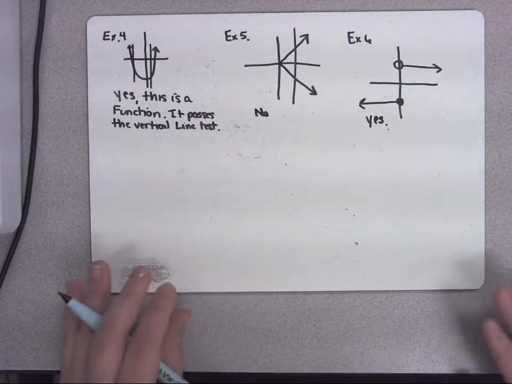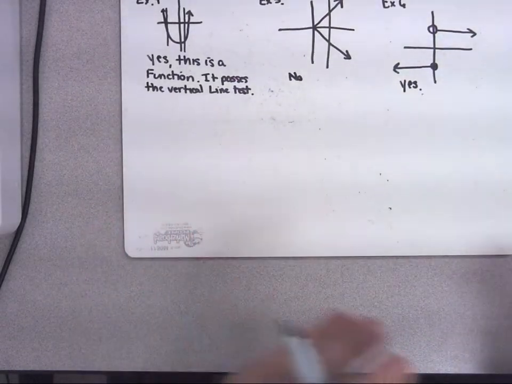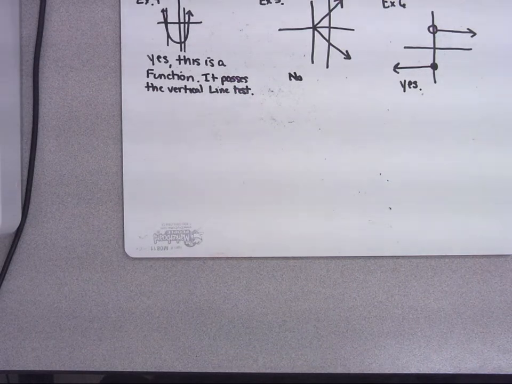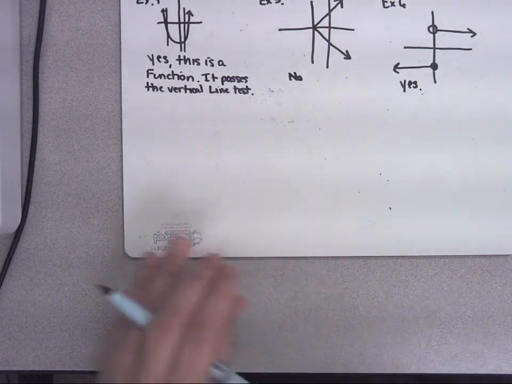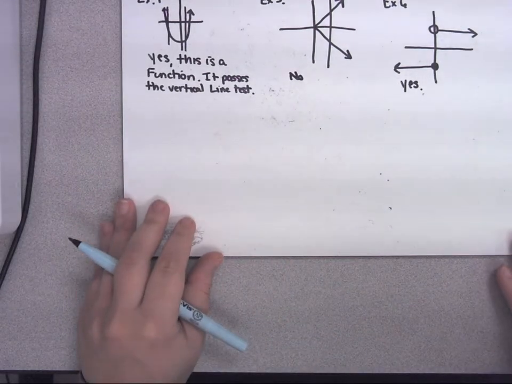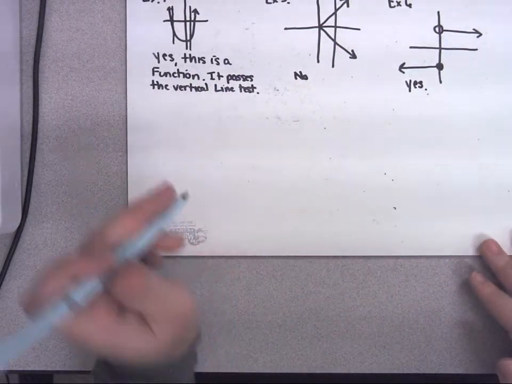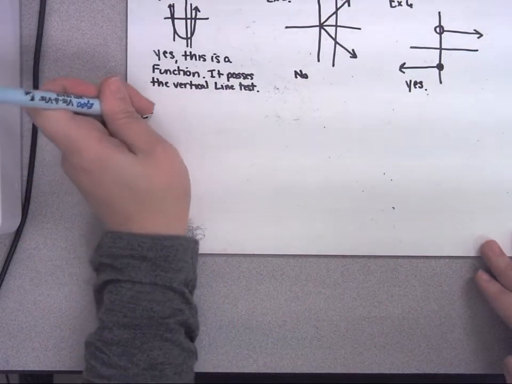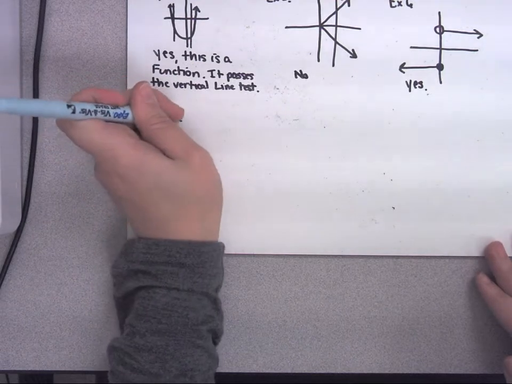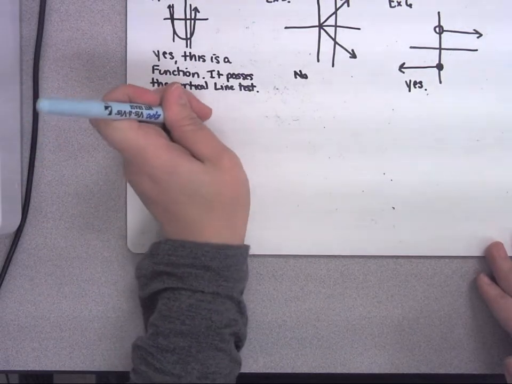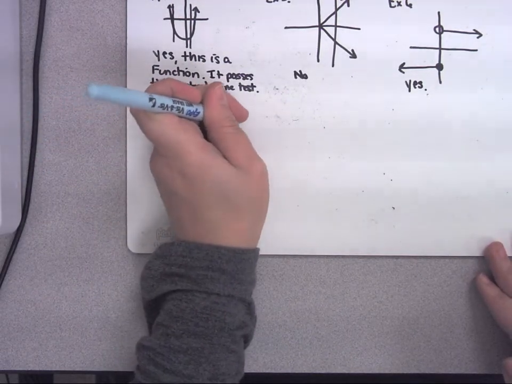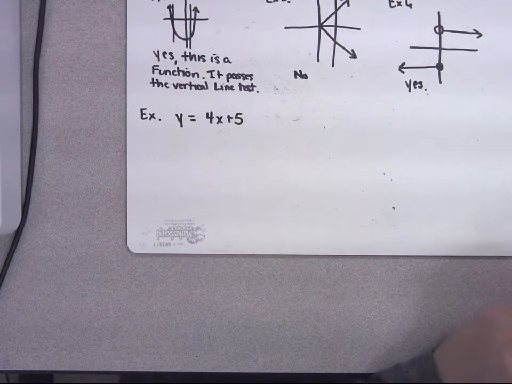Now let's look at equations. Let's talk about them if they were in equation form. If you have an equation that has x and y, so y equals 4x plus 5, I just made that up. Doesn't matter what it is.